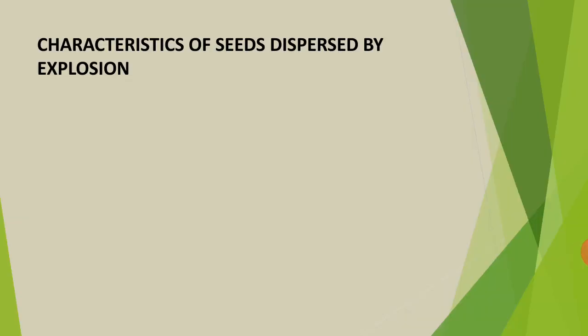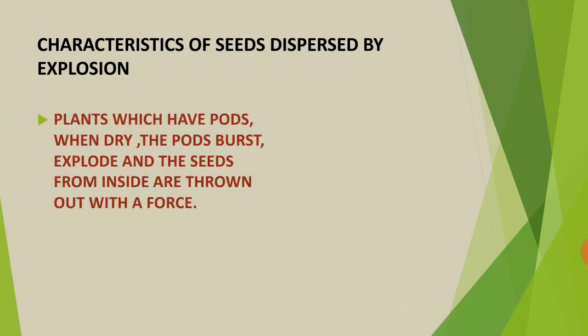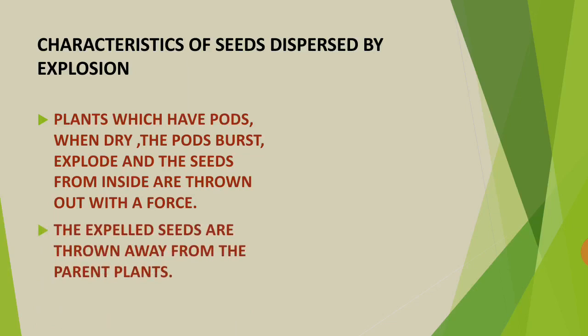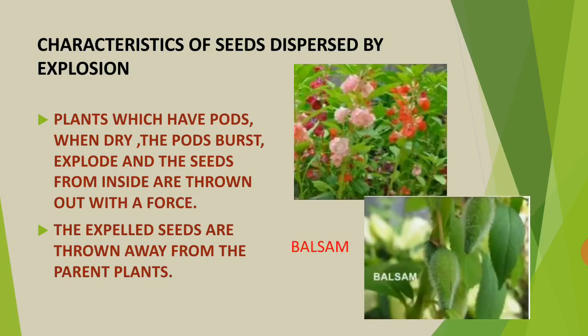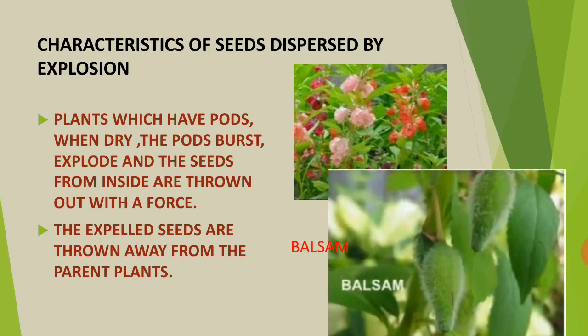Characteristics of seeds dispersed by explosion. Plants which have pods, when dry, the pods burst, explode, and the seeds from inside are thrown out with force. The expelled seeds are thrown away from the parent plants. The very common example is this flower that is called balsam. These are the pods of balsam. As soon as you touch these pods, they will burst and the seeds are thrown out.